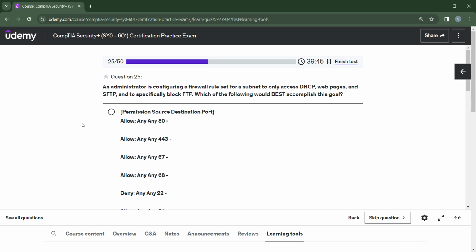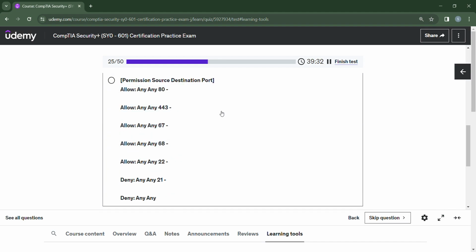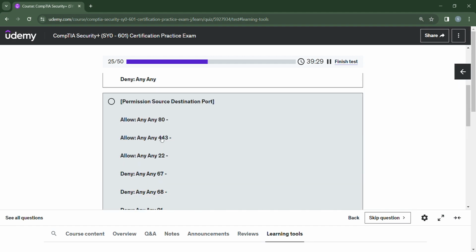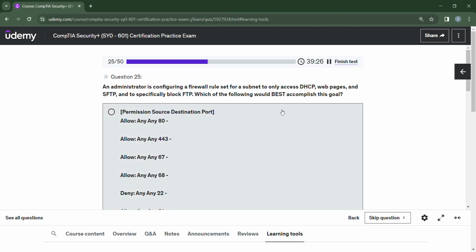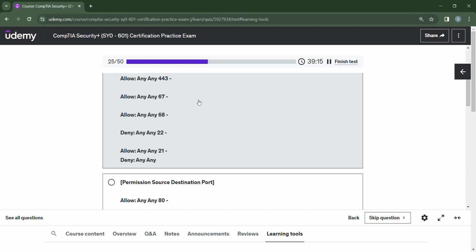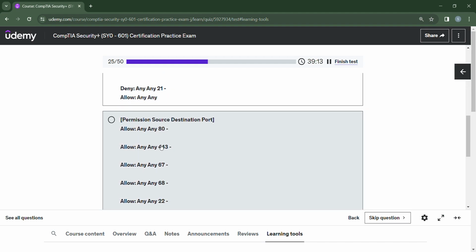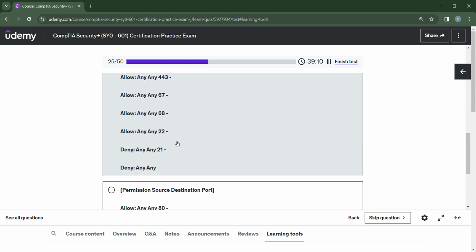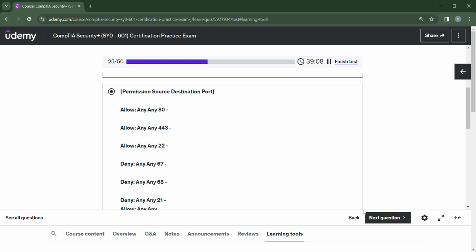An administrator is configuring a firewall rule set for a subnet to only access DHCP web pages and SFTP, and to specifically block FTP. So DHCP web pages and SFTP, and to block FTP. I'm going to have to refresh my knowledge on all of the port numbers, so I'm just going to have to take a guess on that one.